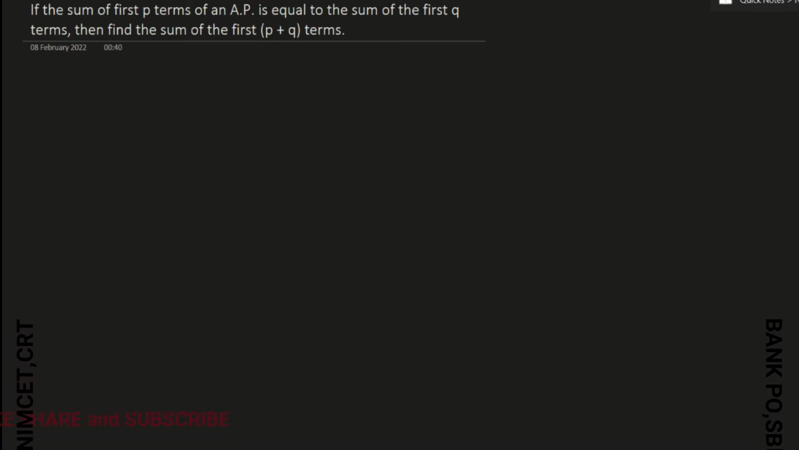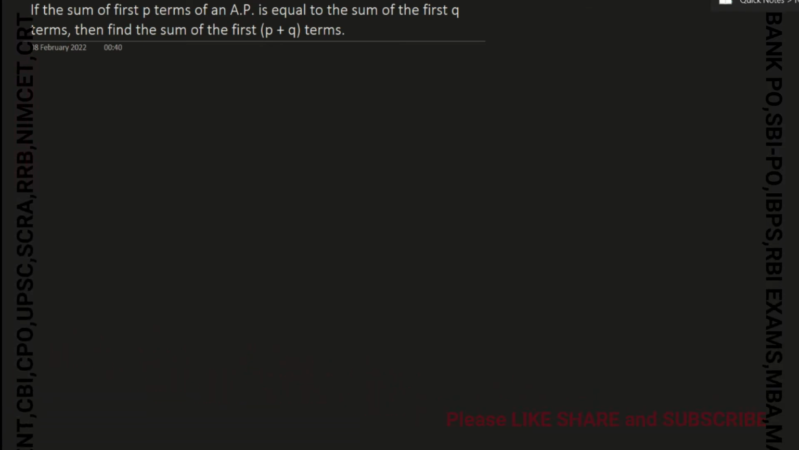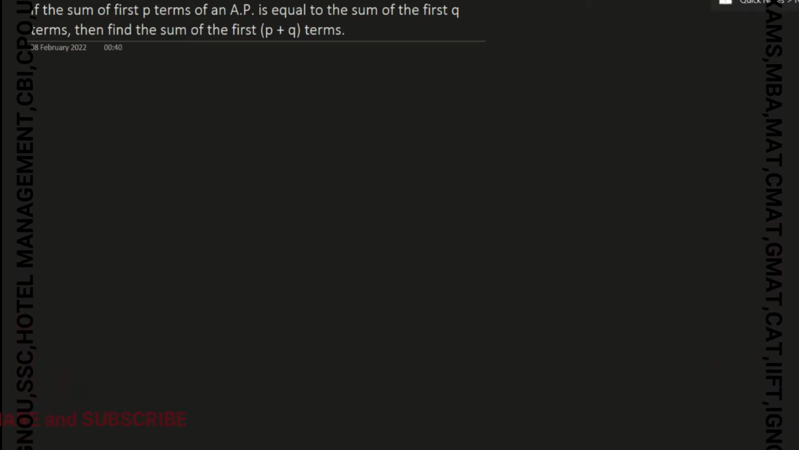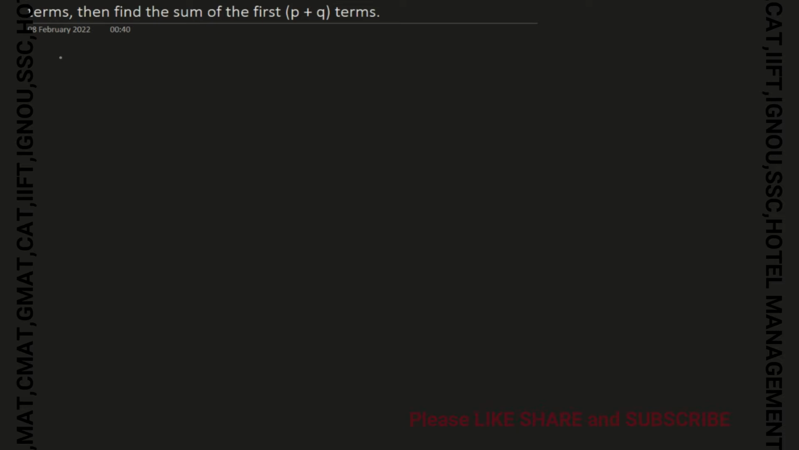Hi guys, we'll see the next question in AP. If the sum of the first P terms of an AP is equal to the sum of the first Q terms, then find the sum of the first P plus Q terms is given. First we'll write the sum of P terms.